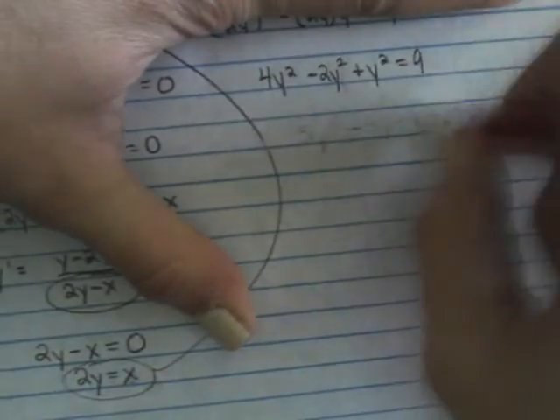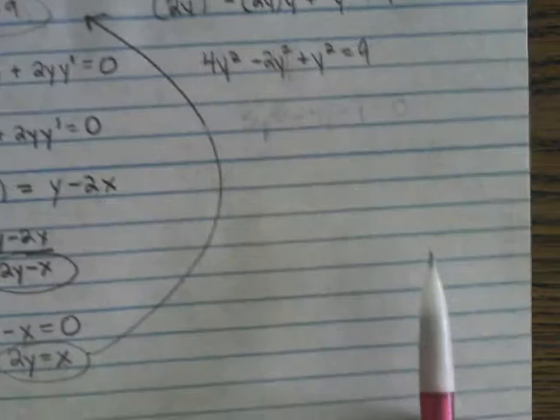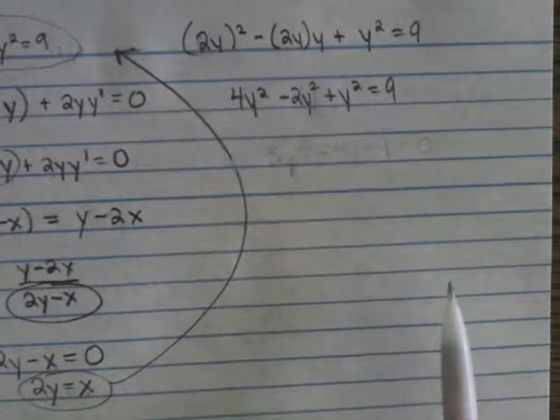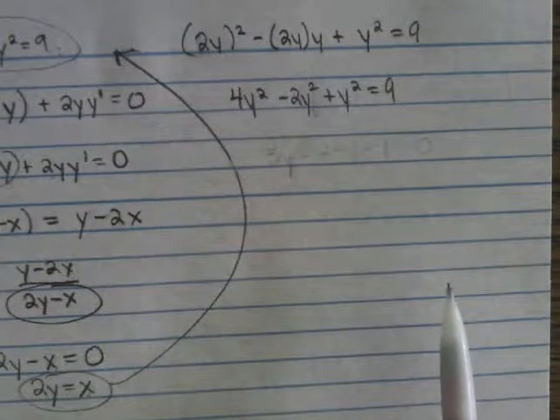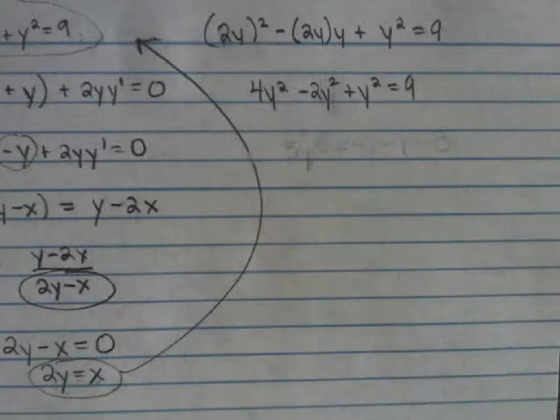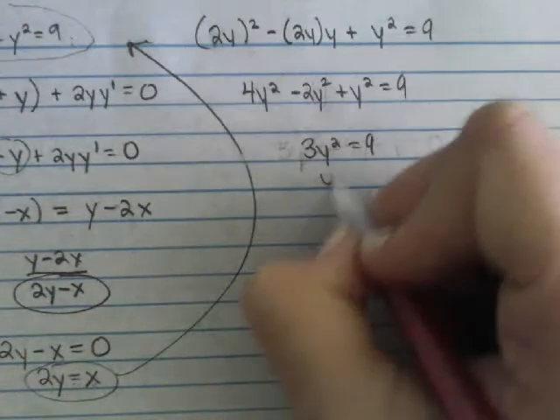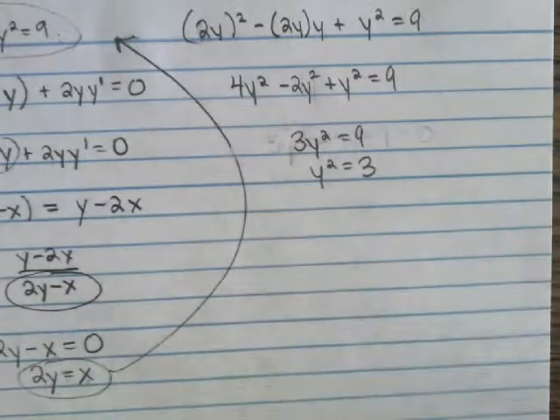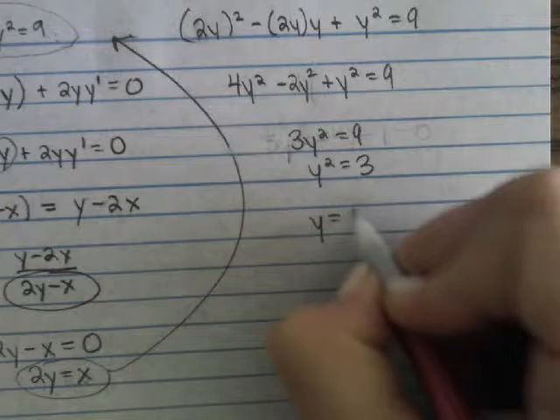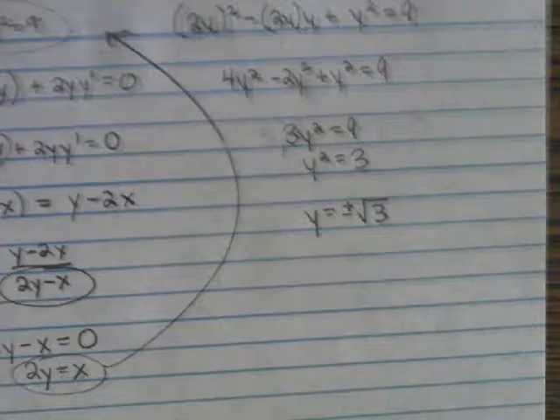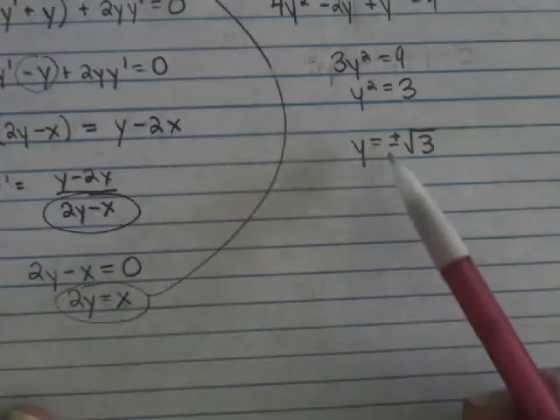All good. So that makes my life a heck of a lot easier, because I didn't want to do a quadratic anyway. 4 minus 2 is 2. 2 plus 1 is 3, so 3y squared equals 9. Divide both sides by 3, y squared equals 3. So y equals plus or minus root 3, which is going to allow me, and the question was, what are the x values of the points? These are the y values.